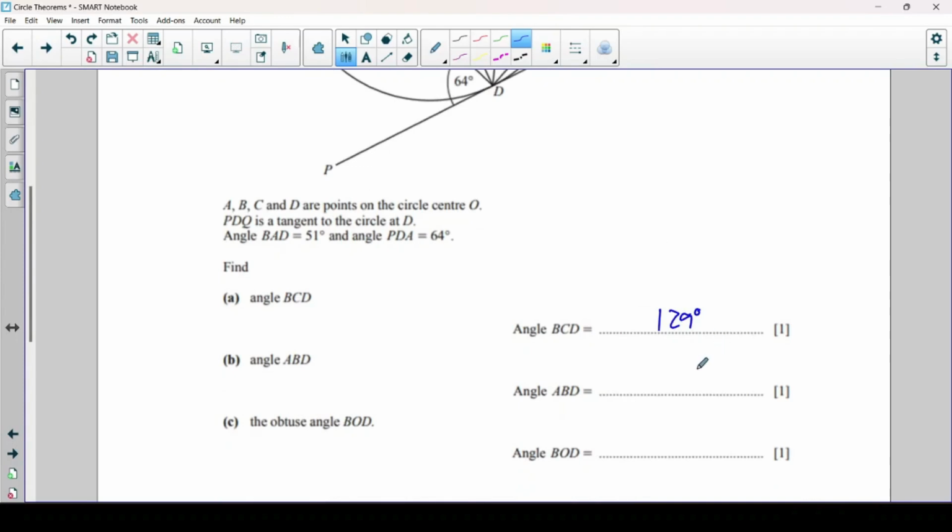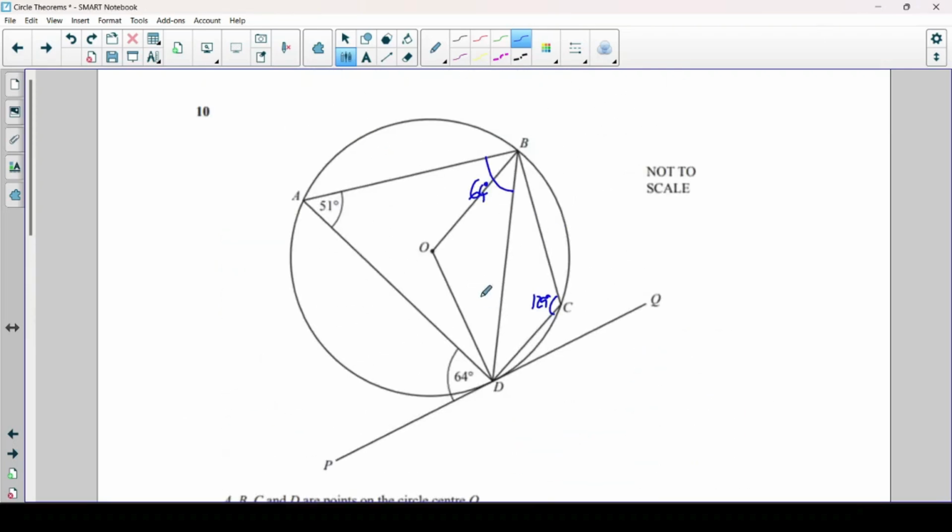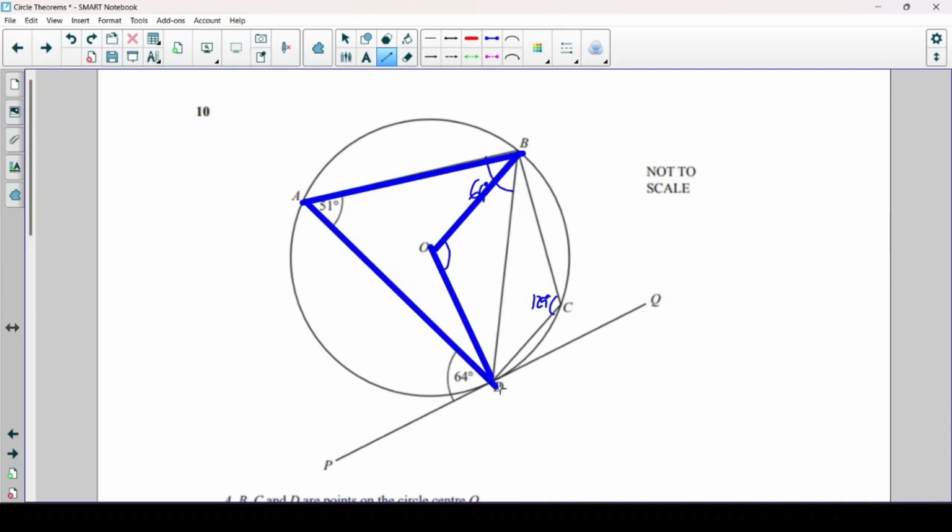So that's that one done. Next is obtuse angle BOD. BOD, so it's this angle here. For this one, it's subtended by D and B. There is another angle subtended by these, and that's this one over here on the circumference.